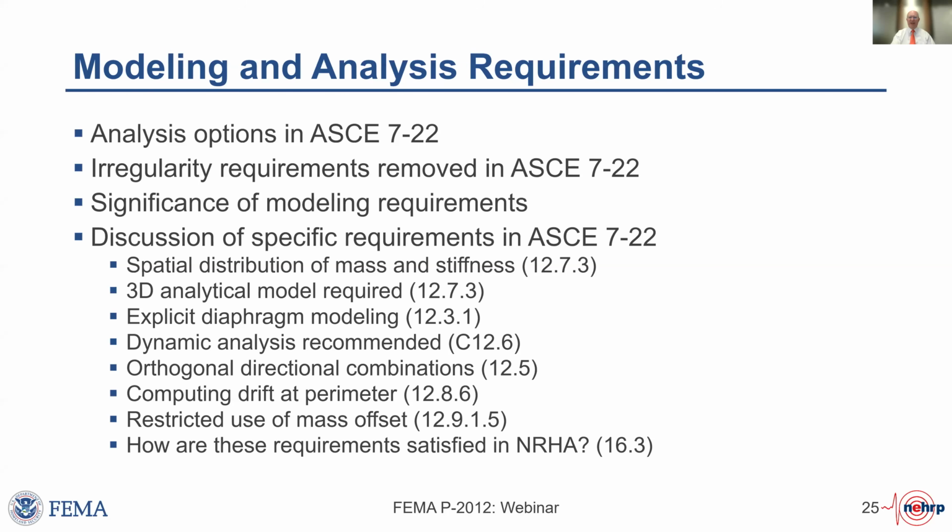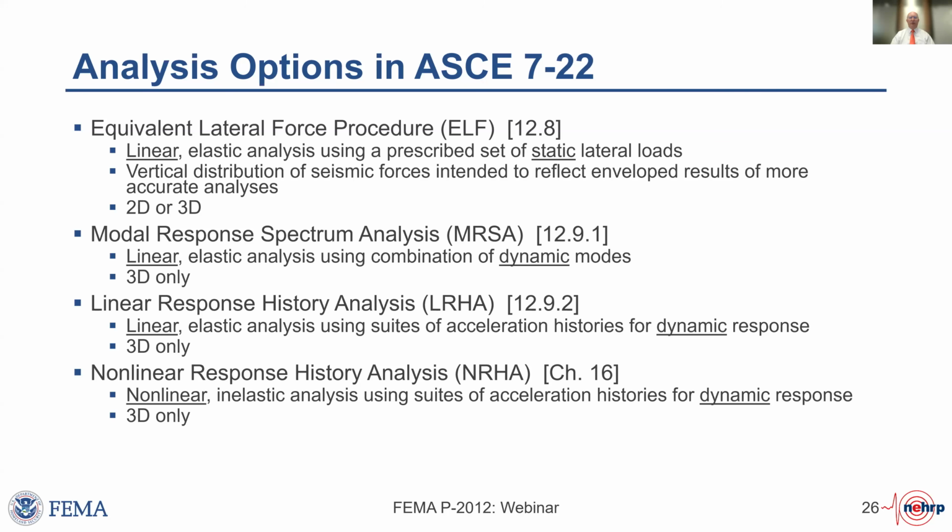So just as a piece of background for ASCE 7-22, it outlines 4 methods to perform structural analysis in increasing degrees of complexity. The simplest method is the equivalent lateral force procedure, ELF. We use a linear analysis and we apply static lateral loads. And those loads have been historically defined so that we can try to get not necessarily the true set of loads in a building, but a reasonable envelope of demands in a building that are suitable for use in design. That analysis method can be used 2-dimensionally or 3-dimensionally, but it's our simplest tool.